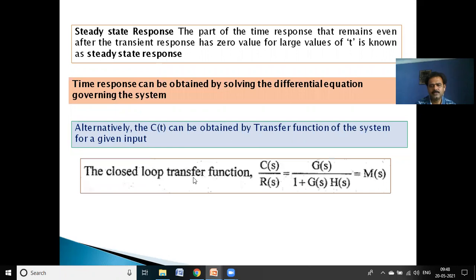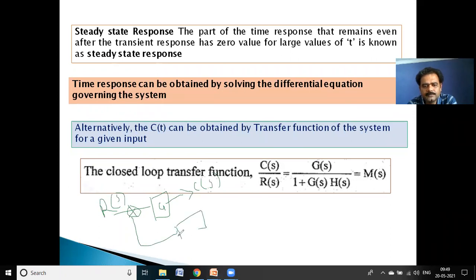you will get the output. Okay, the same thing I have taken here. The closed loop transfer function C(s)/R(s) is equal to G/(1+GH). That is a well-known simple system. So this was the system, a simple system with forward transfer function gain G and output C(s). This is a standard system. Here there is one takeoff point with negative feedback, H(s) takeoff. This is negative.